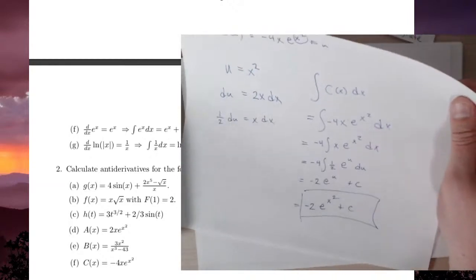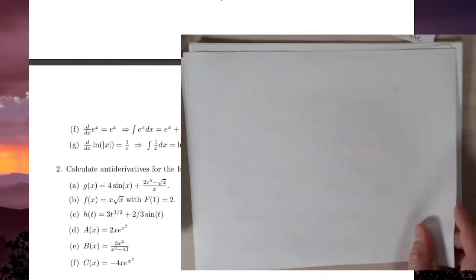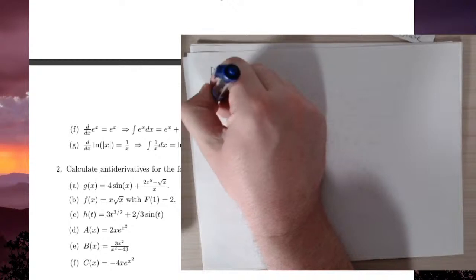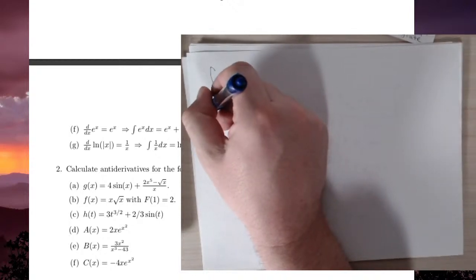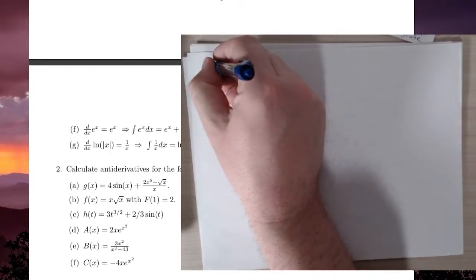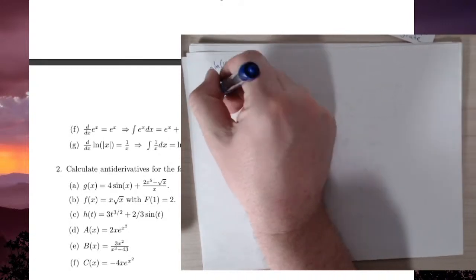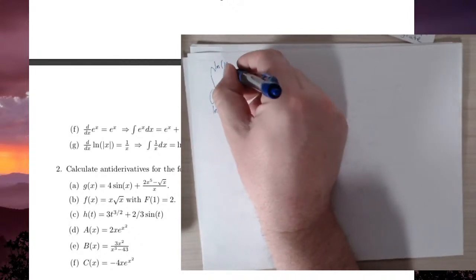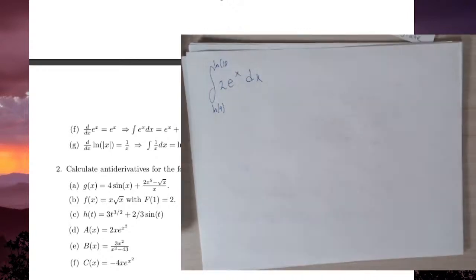Anyway, so there's that one. Let's use that same sort of thing and actually calculate a definite integral. So let's go from, say, the natural log of 4 to the natural log of 10 of, let's say, 2 times e to the x dx. So we want to try and calculate this thing, right? But before we do that, let's just remind ourselves how we do that.